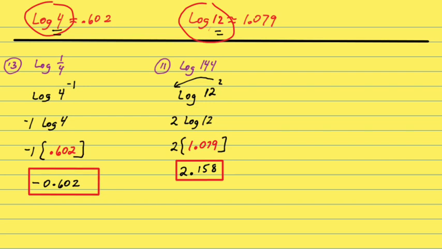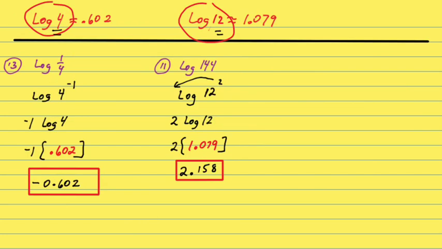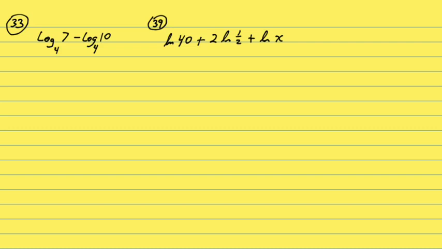Okay, the first group of problems we did was expand. Then this group is going to be entitled condense. Put them together. Is there a rule that says log A minus log B would equal the log of A over B, I think? So could this be written log of 7 over 10? I'd keep the same base.